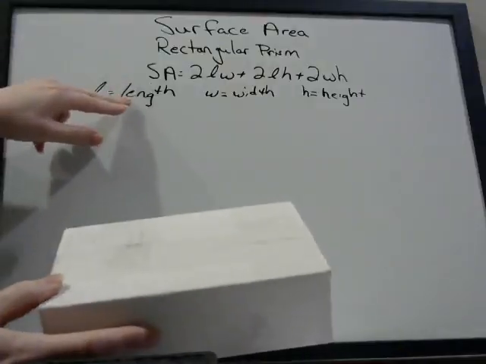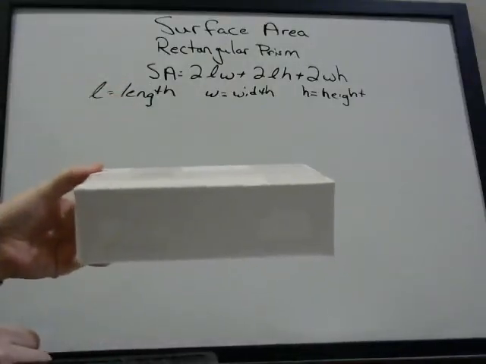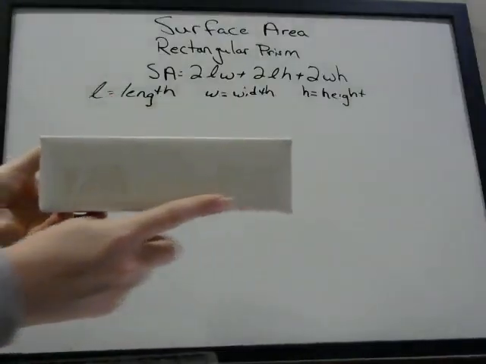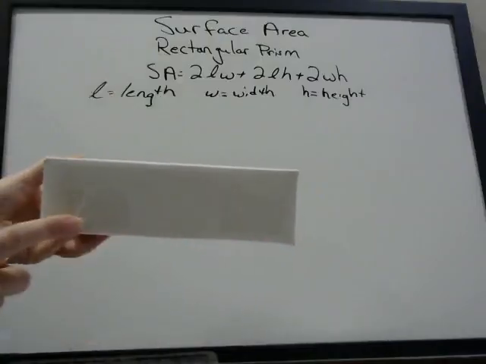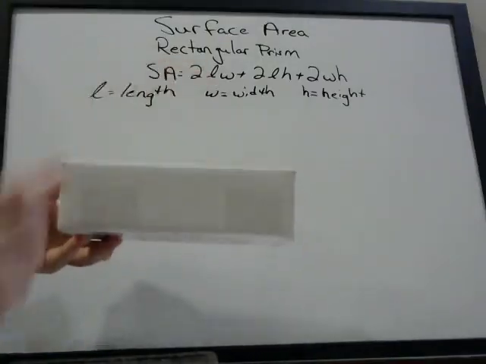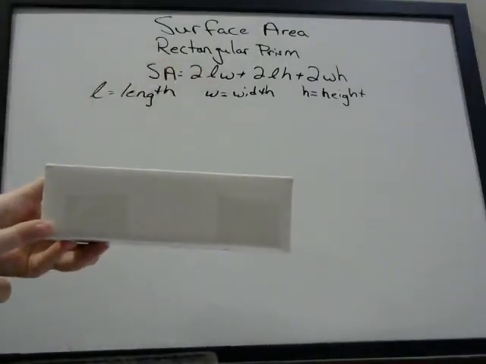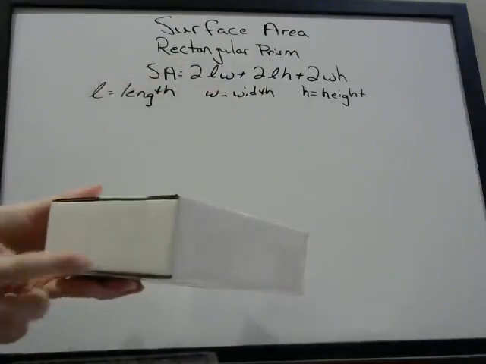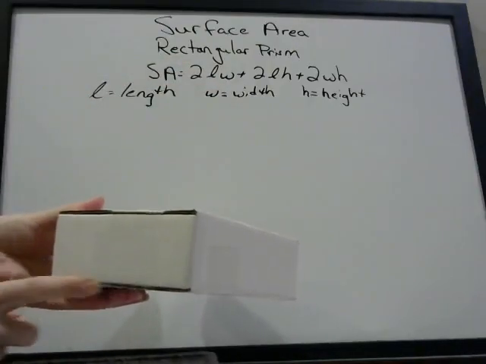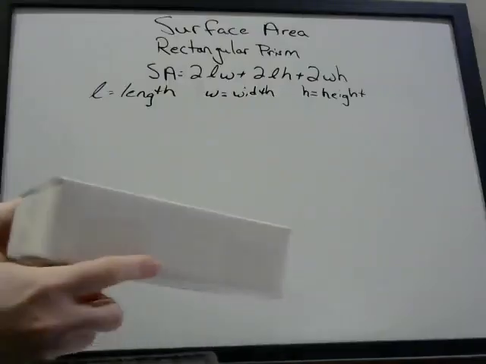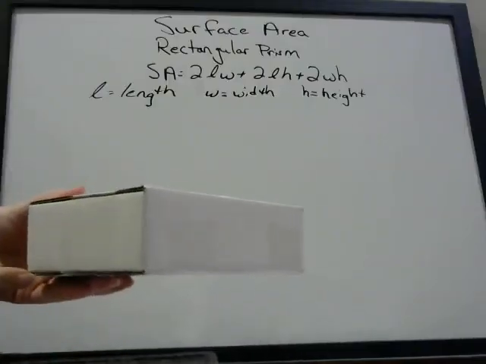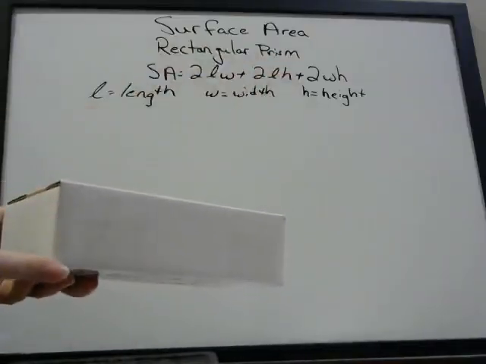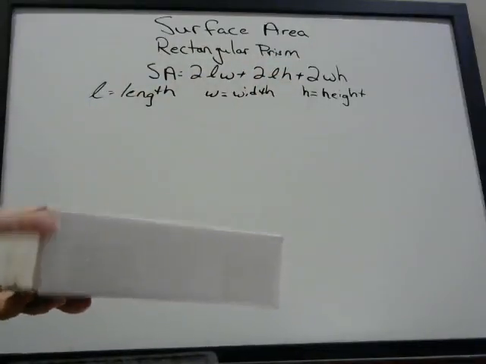And so when we say the length, if you think about your box, and it's facing you this way, this is usually called the length. So that's what that means in this formula. The length of this side here. The width is going to be the length of this side. That is the width. So we have the length and the width. The height is going to be how tall it is, the length of this side.